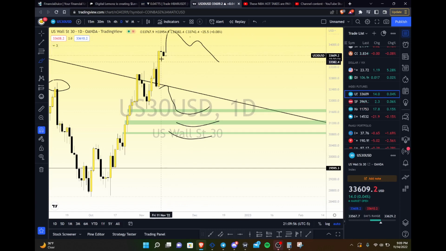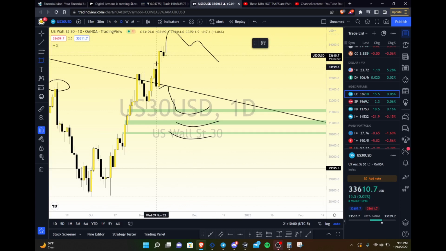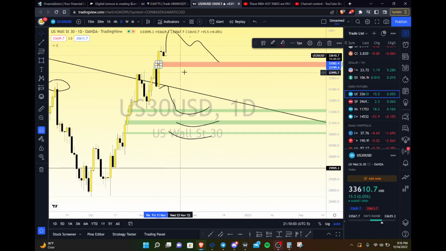We may get a retracement back into this level here, which would make total sense, which is a bullish FVG right here.